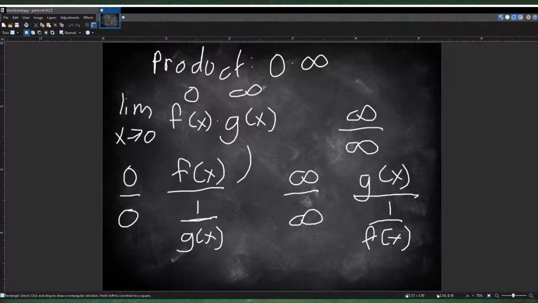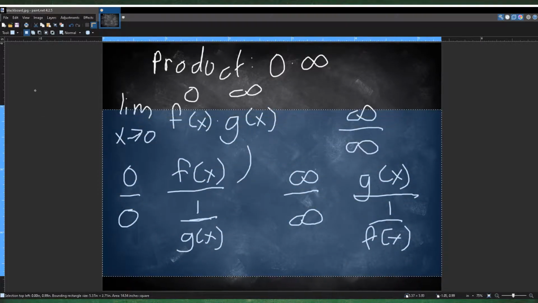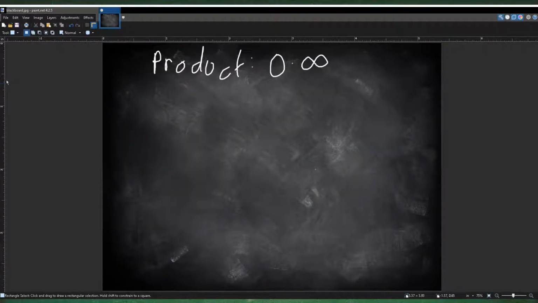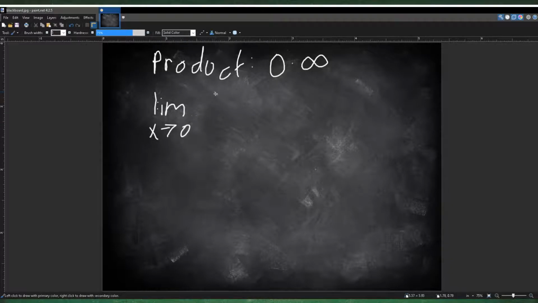So if we have 0 times infinity, we could rewrite it as case 0 over 0 or infinity over infinity. And that's why I said earlier, it just has a few extra steps. So let's try an example. Let's try the limit as x approaches 0 of x times ln of x. So is this in case 0 times infinity?